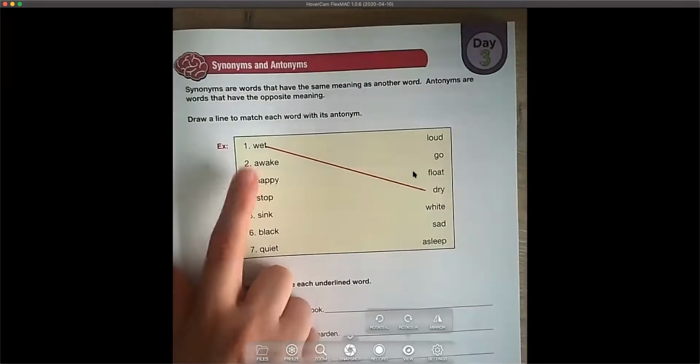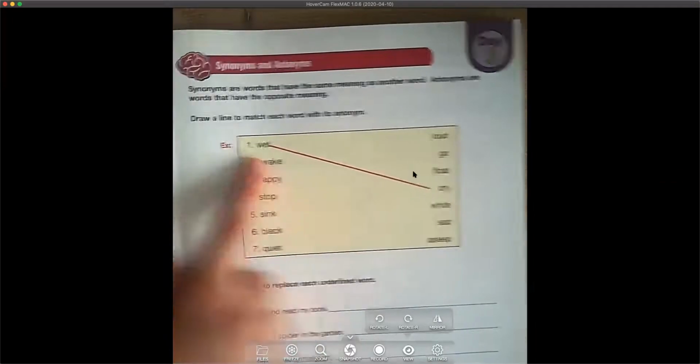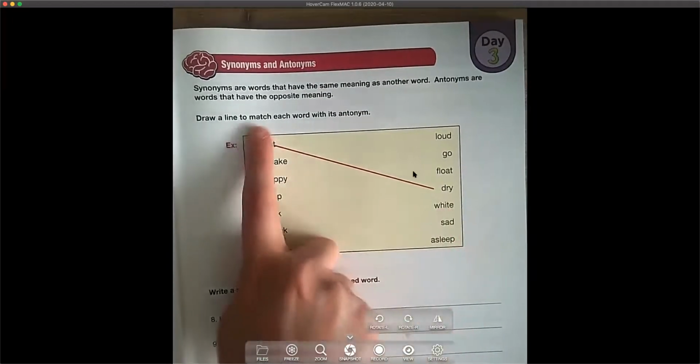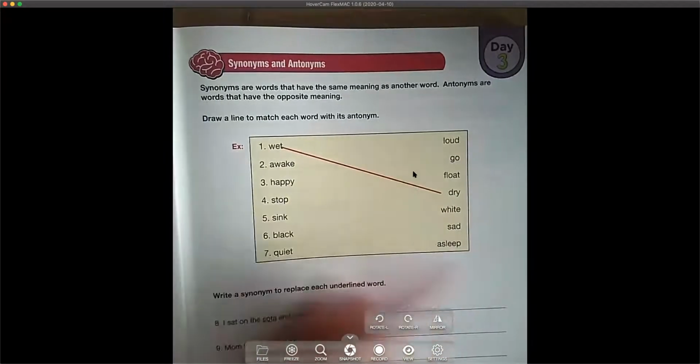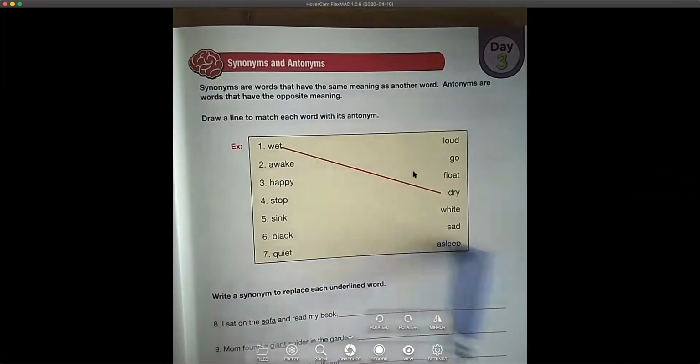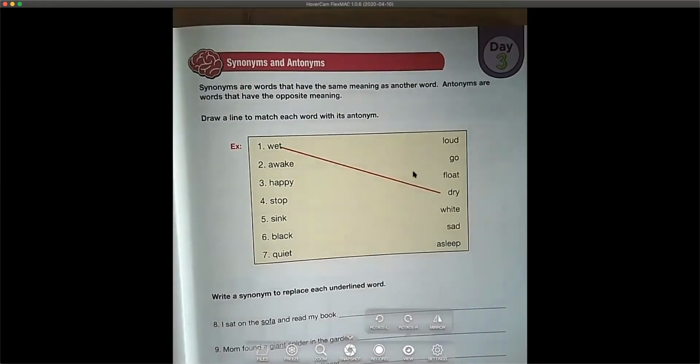So for the first one, they had to draw a line to the word that is the antonym. So the antonym of wet is dry. The antonym for awake is asleep. So they would just simply draw a line to get to where that needs to go.